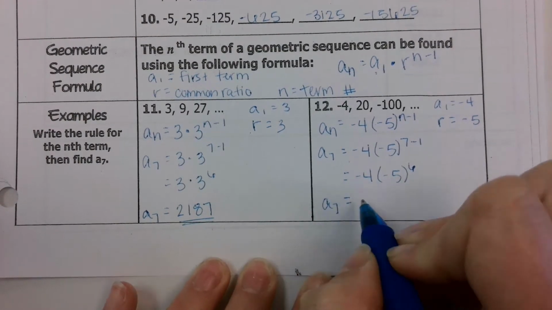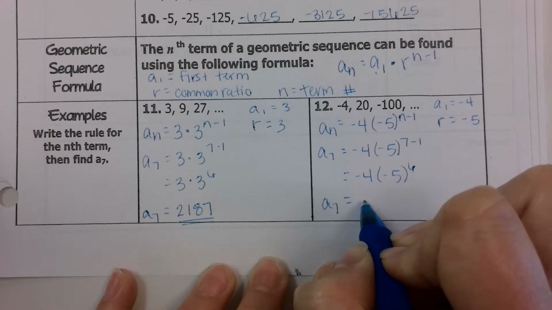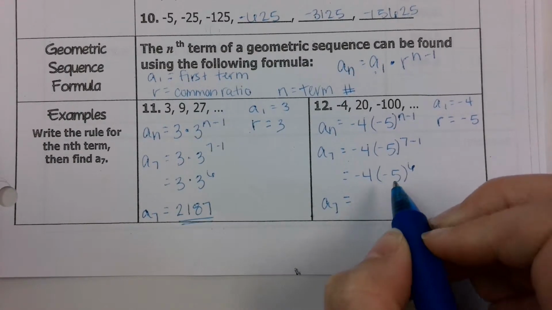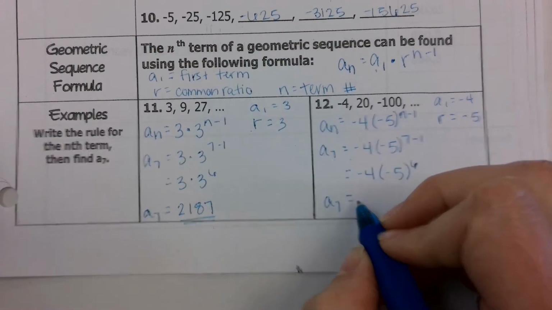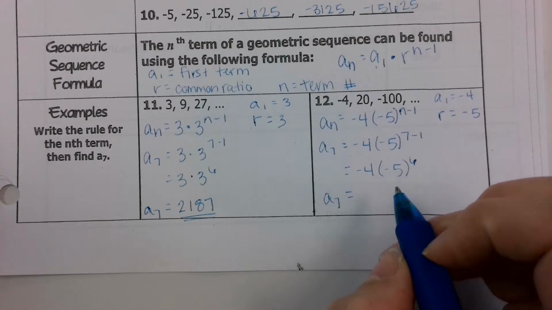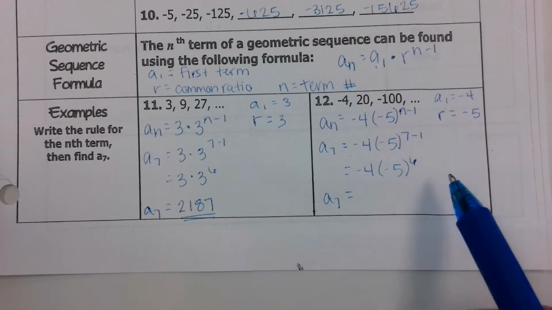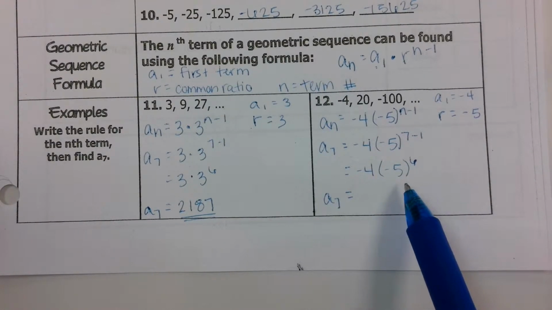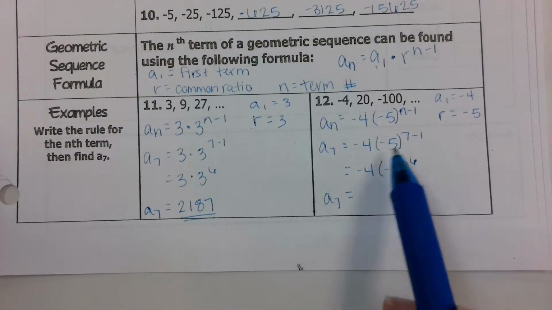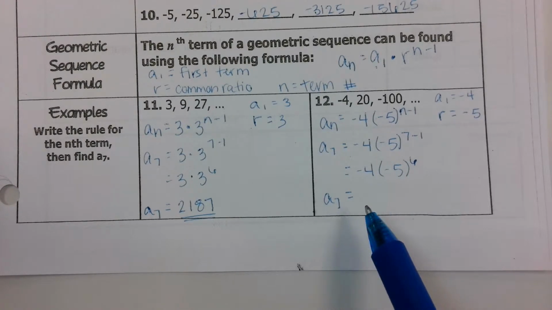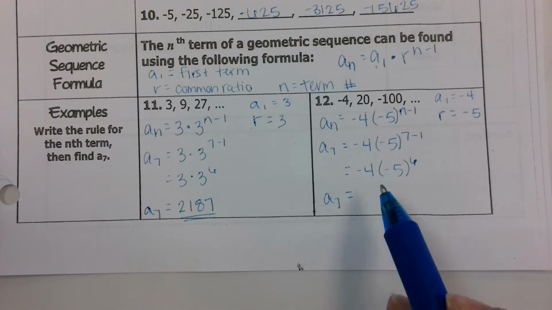What do we end up getting? Positive or negative? Are you sure? Should be negative. Yeah, it should be negative. Because when you do negative 5 to the 6th, it's an even exponent, so that's going to become positive. Does that make sense? And then you're doing that positive number times a negative 4. So your final answer should be negative. Does that make any sense?